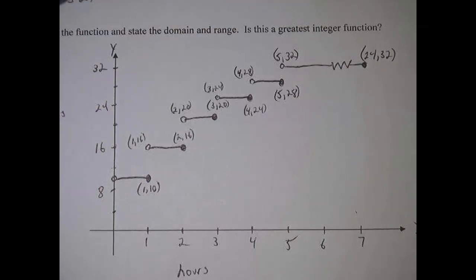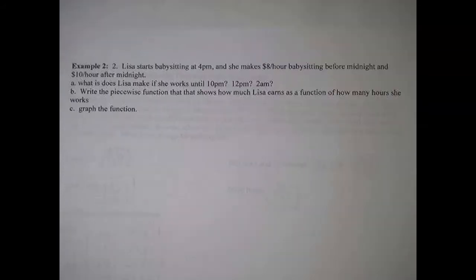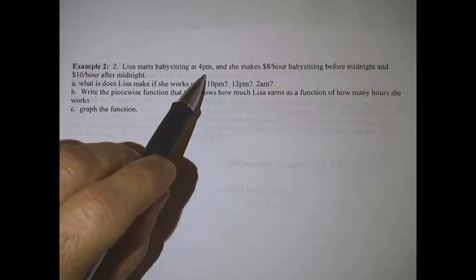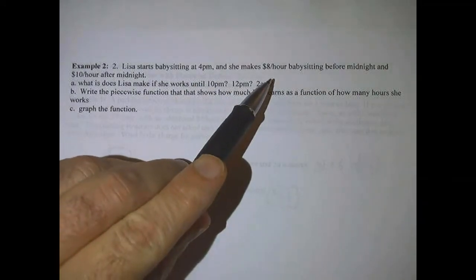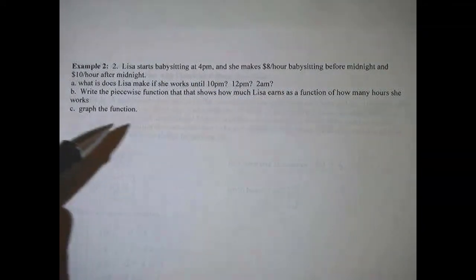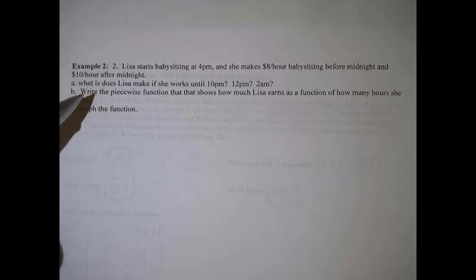But it's a piecewise integer function, so it is a piecewise step function. Okay? Let's look at a second example. Lisa starts babysitting at 4 p.m. She makes $8 an hour before midnight, and then $10 an hour after midnight. It's a little iffy here because it doesn't say what happens if she stops at exactly midnight. We're just not going to worry about that detail too much.